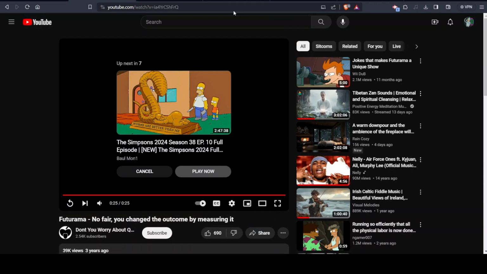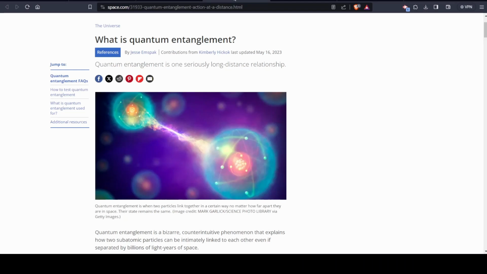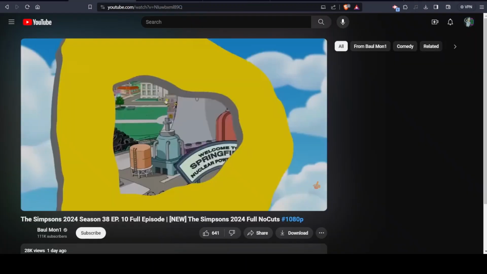That's been one of my all-time favorite episodes, and I love the concept that Futurama addressed this quantum entanglement thing. So here we are with the two. Sorry about this. Whoops. All right.